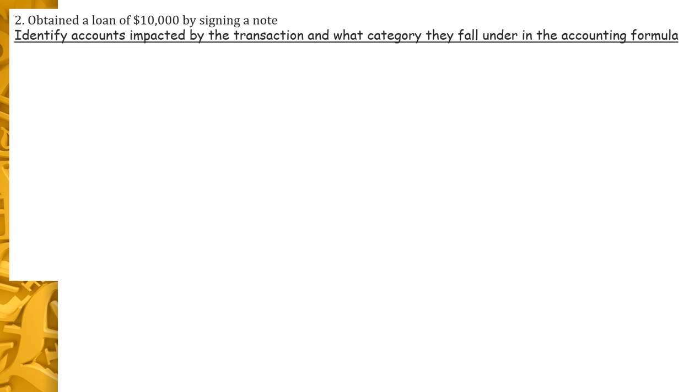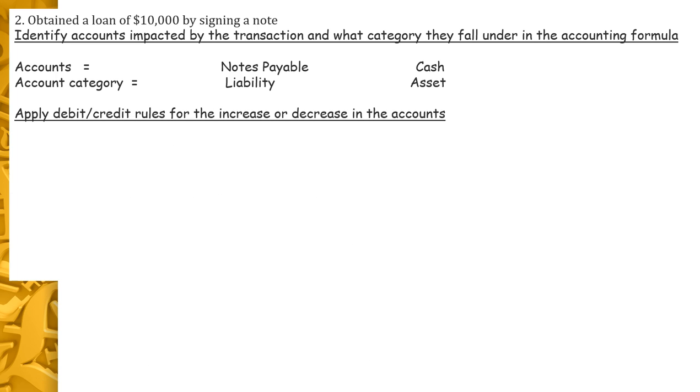Now, the next thing we did is obtain a loan for $10,000, and we signed a note. So we know it has to be a notes payable, and in exchange, we got cash. So we gave them a note, they gave us cash. Notes payable is a liability, cash is an asset. What increased or decreased? Let's see. Notes payable went up. Cash went up also. We credit to increase a liability. We debit to increase an asset.